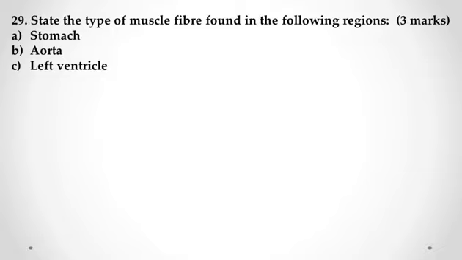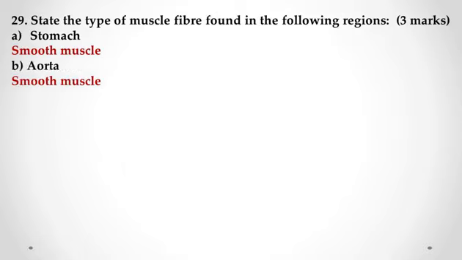Question 29. State the type of muscle fiber found in the following regions: A. Stomach, B. Aorta, and C. Left ventricle. The muscle fibers found in the stomach are smooth muscle. We also have smooth muscle in the aorta, and in the left ventricle we have cardiac muscle.